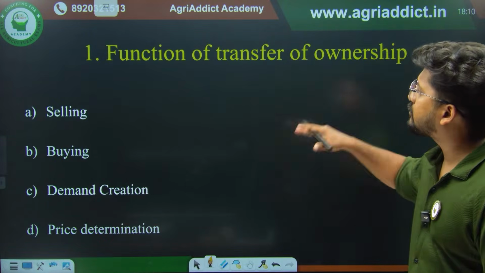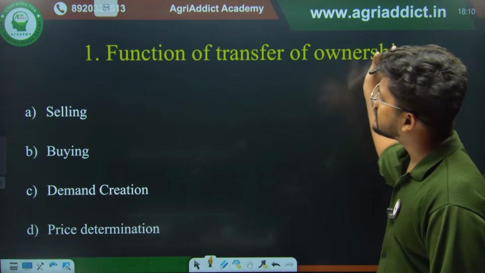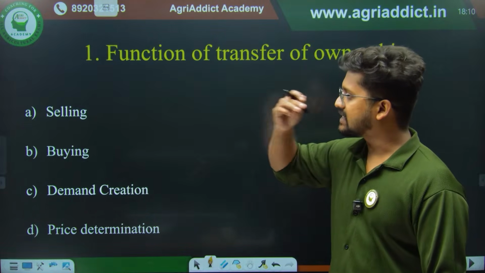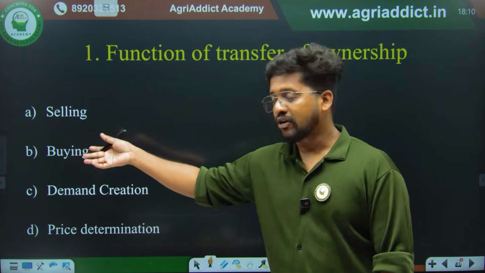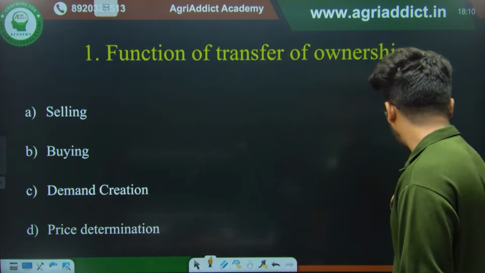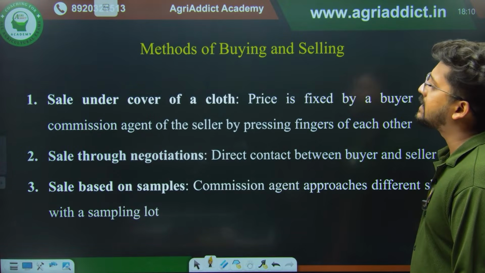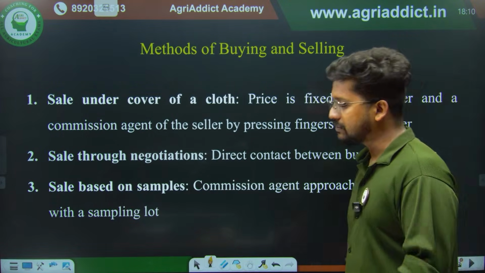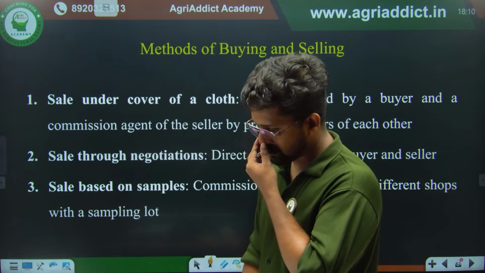We'll be seeing some of the basic functions based on the transfer of ownership. Selling will be there, buying will be there, along with demand creation and price determination. There is nothing much to explain here. There are some buying and selling methods. You would have studied this in your textbook.